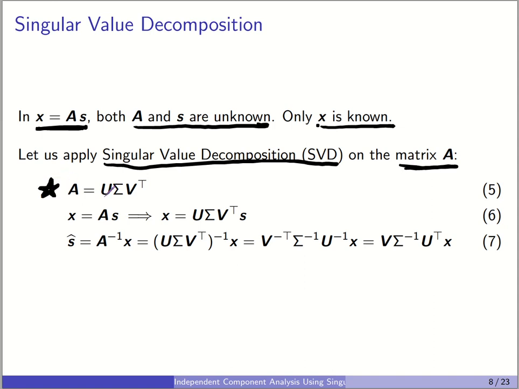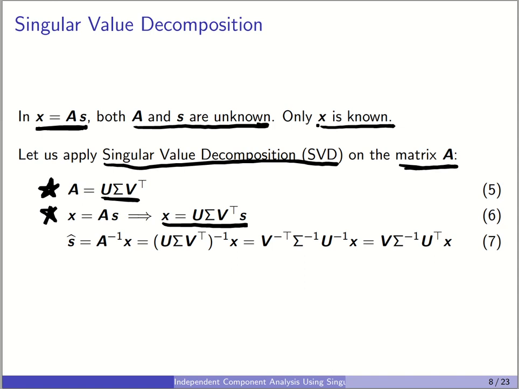So U here is the matrix of left singular vectors. V is the matrix of right singular vectors. Sigma is the diagonal matrix of singular values. We had X equals AS. Replace the singular value decomposition of A in this equation. We will have this: X equals U sigma V transpose S.